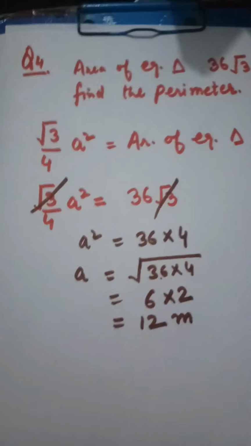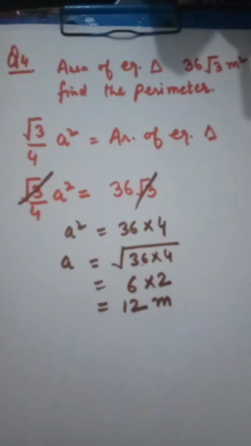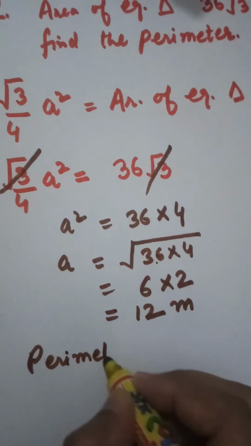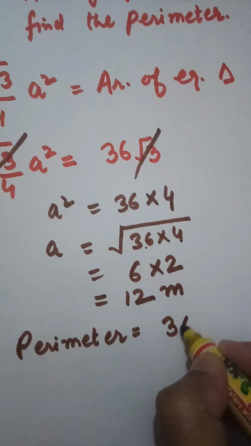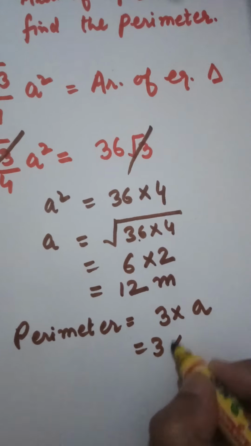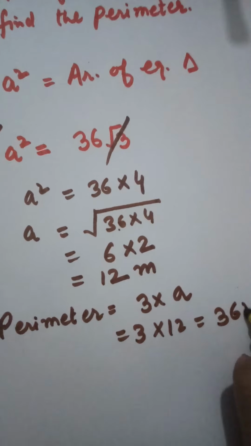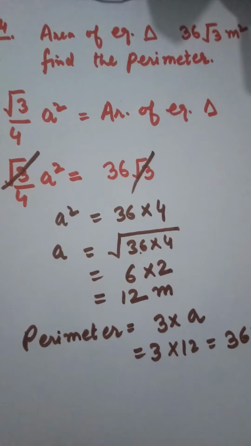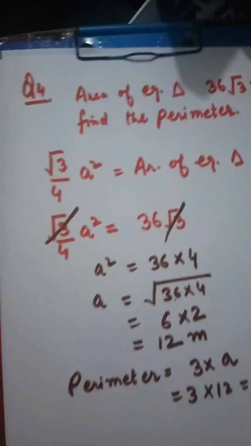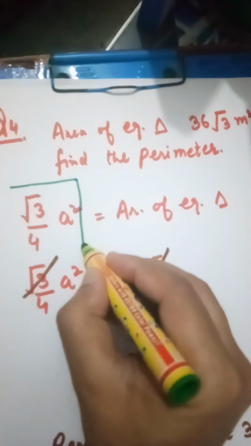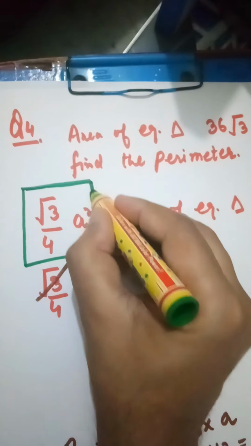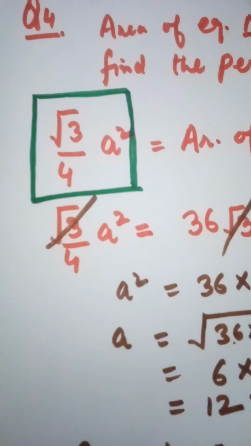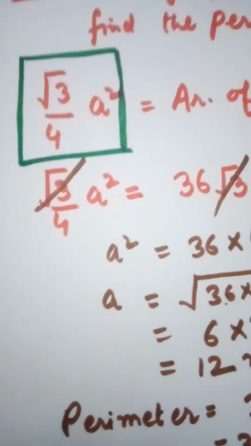Now we have to obtain the perimeter of the triangle. How can we obtain it? The perimeter of an equilateral triangle is nothing but 3 into side. So 3 into 12 is equal to 36 meter. So this type of problem can also be solved. Children, I am once again explaining, nothing new was there, only the application of the area of an equilateral triangle was the main highlight. So please learn this formula also: area of the equilateral triangle is equal to root 3 upon 4 a square.